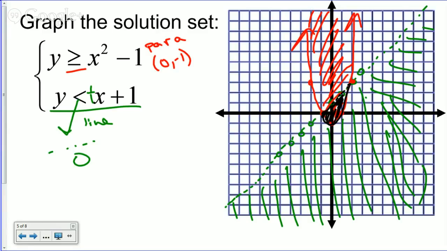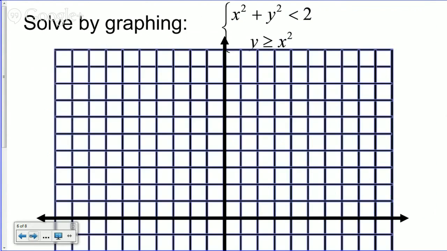Okay. Now remember, we've got this dotted line right here. So I could not pick this point right here because it is on this dotted line. However, I could pick my vertex at 0, negative 1 because that vertex is on a solid line. This one is dotted, meaning it'll work for the parabola, but it will not work for the line. Okay, so I've got my solution set, which is right here, and there are infinite solutions in there. So our graph is our answer to these.